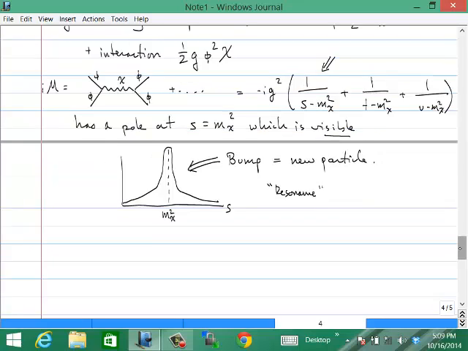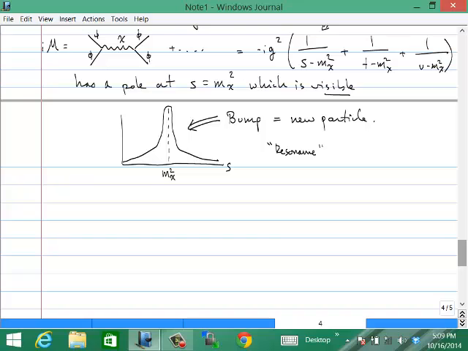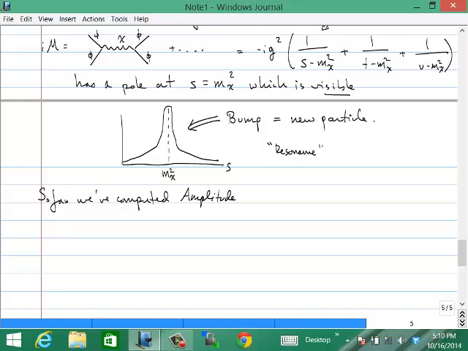So there's one final point I want to make about the connection with experimental observables. So far, we've computed scattering amplitudes. But quantum mechanical amplitudes are, of course, not what we actually observe in an experiment. So what is it that we would observe in a particle physics experiment? Let's consider a beam of particles.